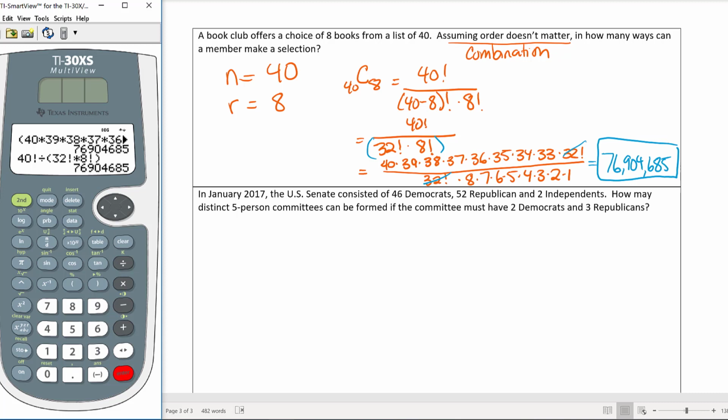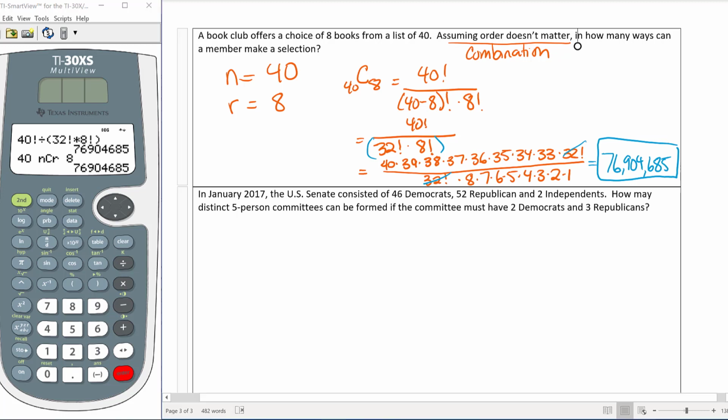The third way you can plug this in the calculator, if you had the function, is just to do 40 choose 8 using the combination function, and you still get the same answer. Okay? But you will have to show some work on the test.